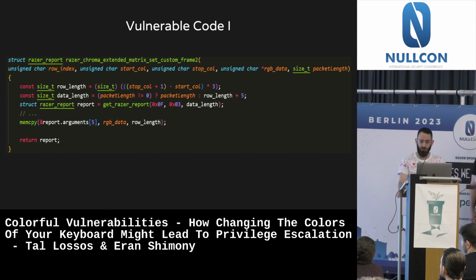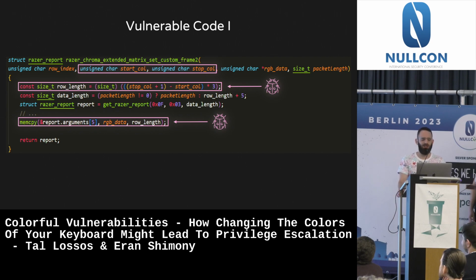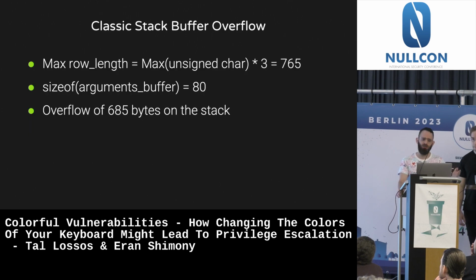Can you maybe find the vulnerability here? It's not too difficult. Anyone? Okay. So the vulnerability originates in the memcpy operation. As you're probably familiar, the max size of an unsigned char is 255, and the row length is determined by (stop column + 1 - start column) times 3. So in other words, we have 765 bytes. We know that the size of the arguments buffer is 80 bytes, so we have an overflow of 685 bytes, which is a lot.